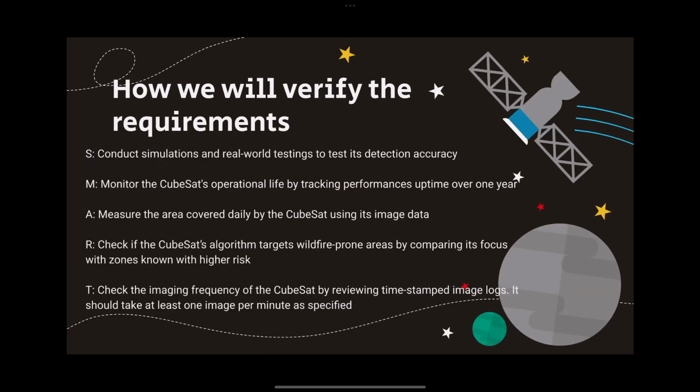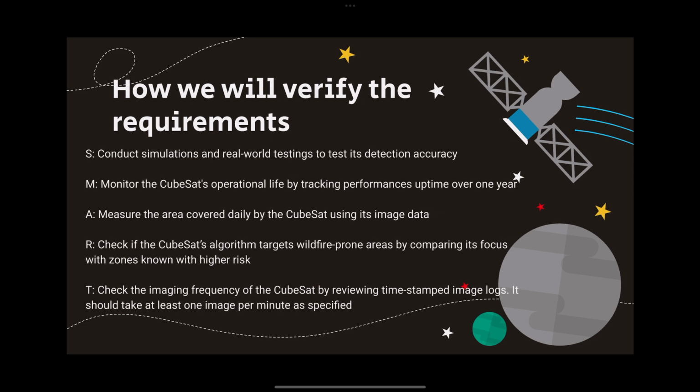How will we verify the requirements? For our specific requirement, we will conduct simulations and real-world testings to test its detection accuracy. For our measurable requirement, we will monitor the CubeSat's operational life by tracking performances, for example, its uptime over a year. For the attainable requirement, we will measure the area covered daily by the CubeSat using its image data.